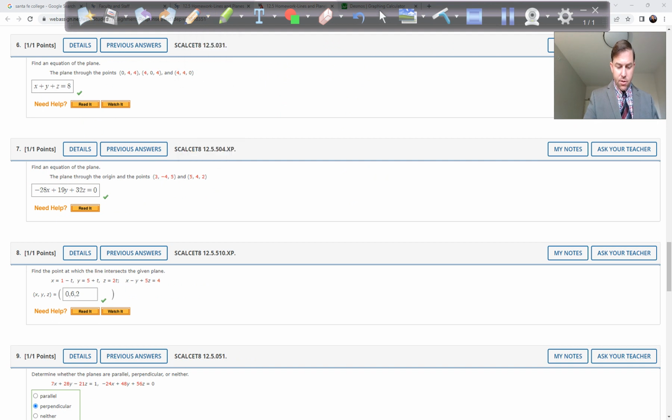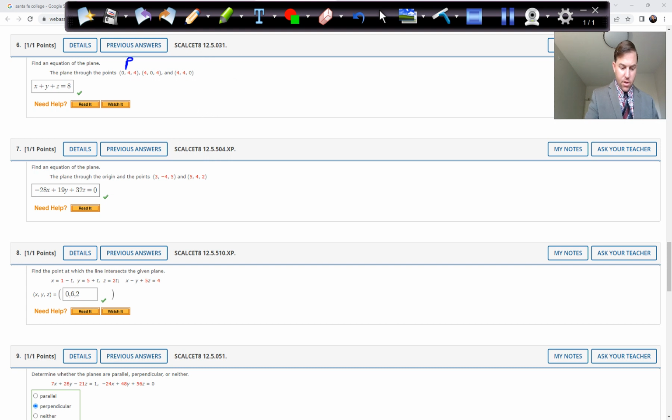Okay, problem 6. We're given 3 points and we have to find the plane through these 3 points. So we're going to call this point P, we're going to call this point Q, and we're going to call this point R. And then we're going to find 3 vectors, PQ, which would just be take the numbers in Q and subtract the numbers in P and put them in vector form. So you should get 4, -4, and 0. Then we're going to find PR. Take the numbers in R and subtract from them the numbers in P, and you should get 4, 0, -4.